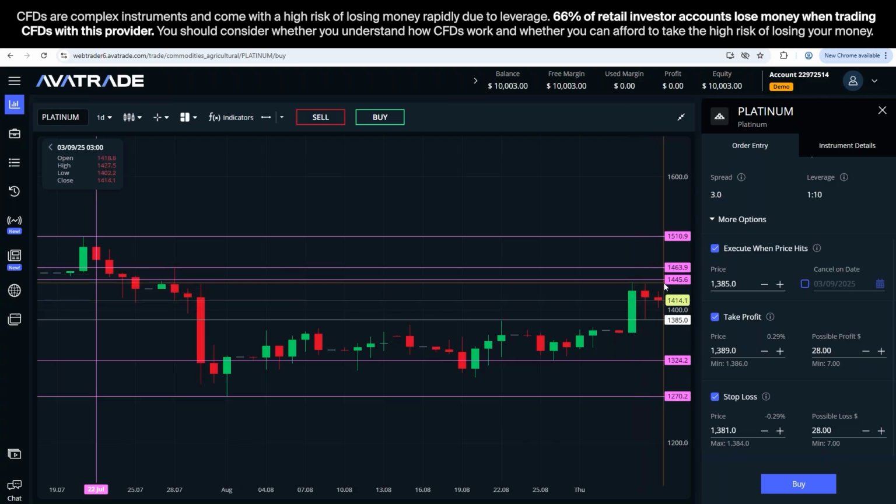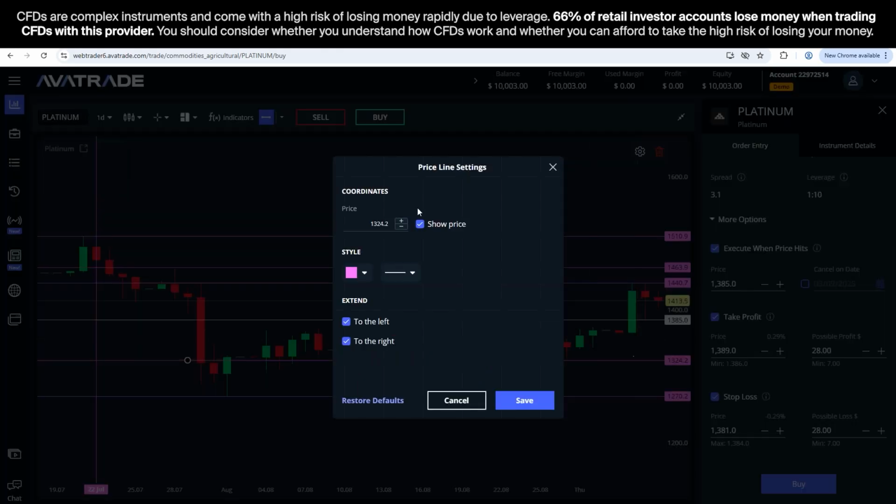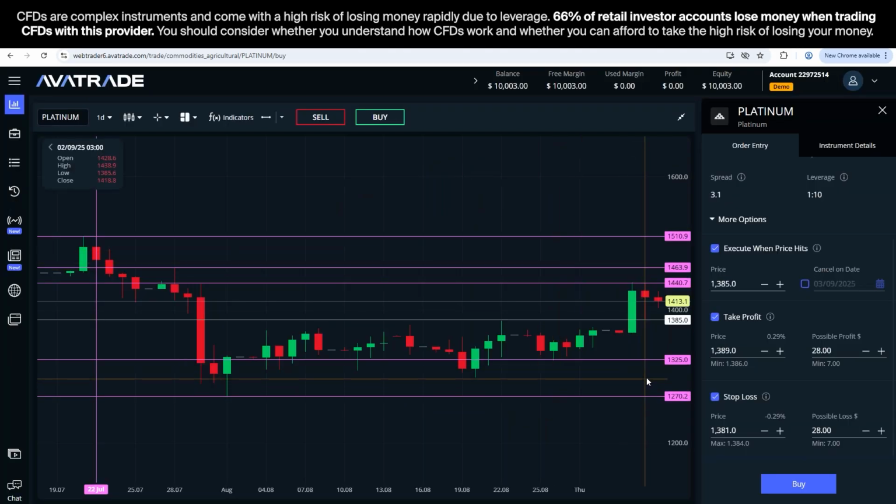So if it breaks the resistance, I'm afraid it might turn around. This is why I would like to close it. I want it to get to it and I want it to close. Maybe I'll push it down a bit like this. Now, also the support line, let's keep it like this. Let's maybe push it a little higher, make it 1325.